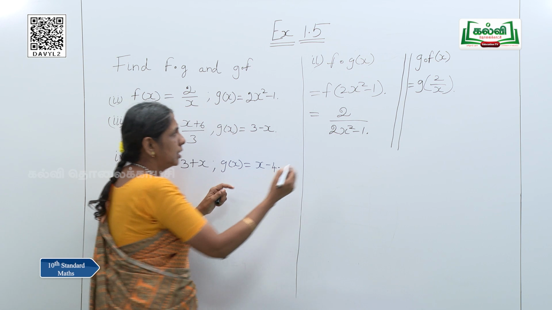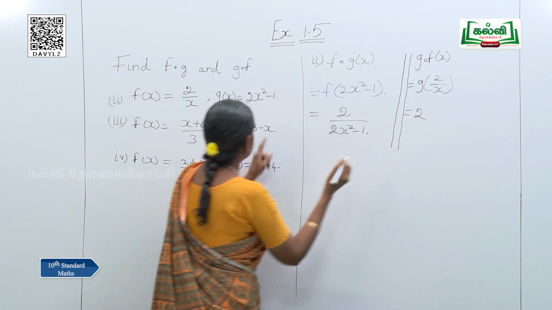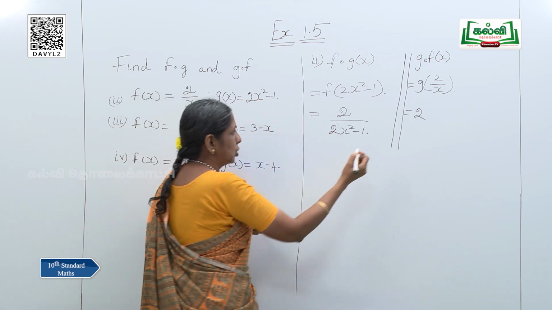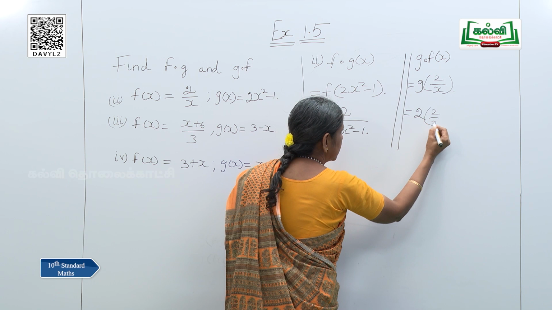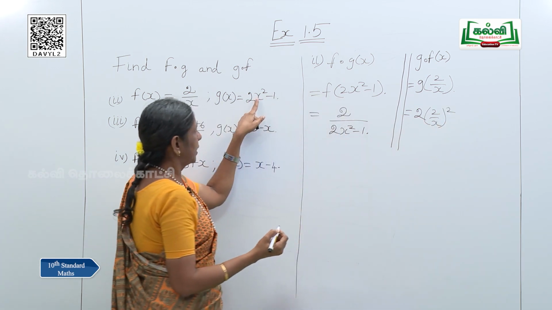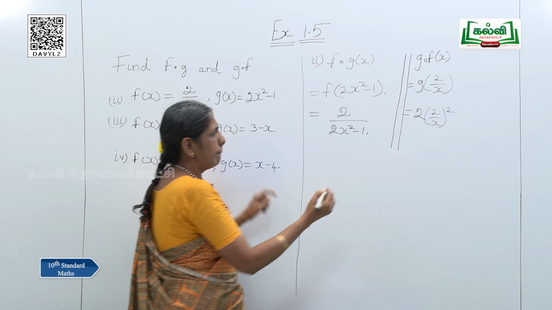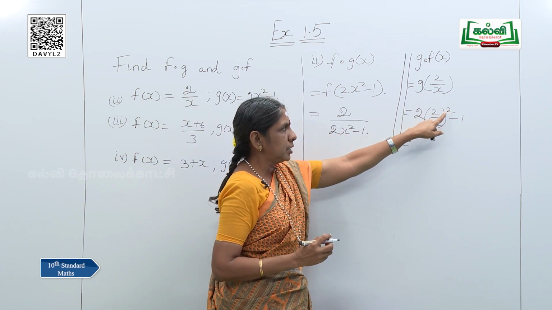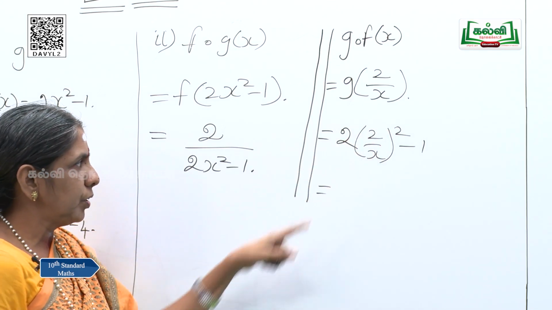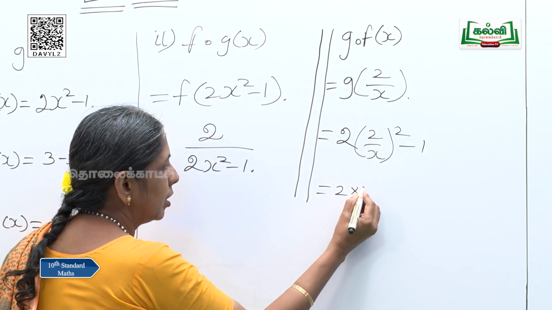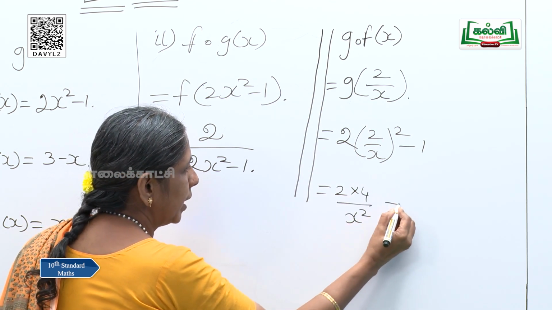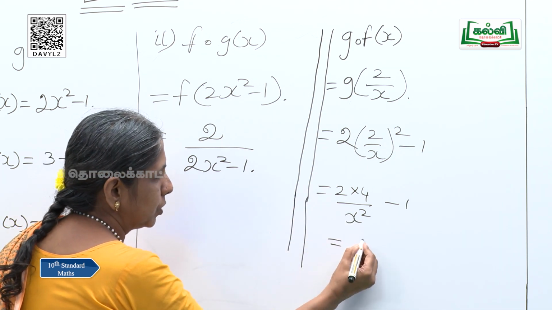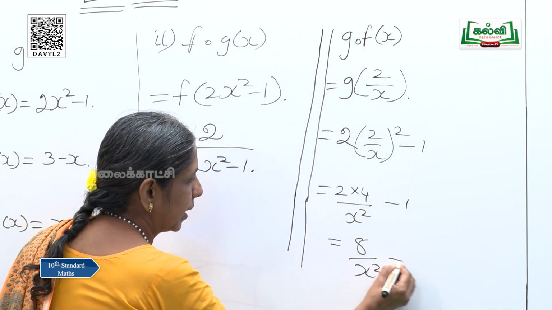So, what happens? It will be 2 times, in the place of x, what should you keep? 2 by x. So, it will be 2 times 2 by x the whole squared, minus 1. Calculate this value now. 2 squared is equal to 4 and x into x is equal to x squared. So, it will be 2 into 4 by x squared minus 1, which is equal to 8 by x squared minus 1.